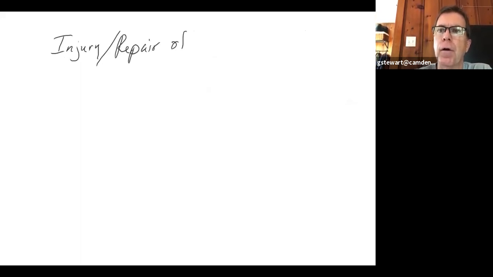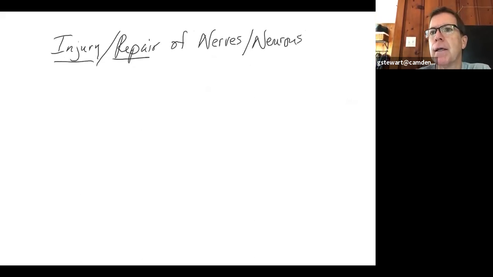I was going to draw the map of the entire nervous system, but let's do this. Let's do injury of a nerve and what happens. So I'm going to write injury and repair of nerves and neurons. This is a fairly easy, quick topic for us to cover.